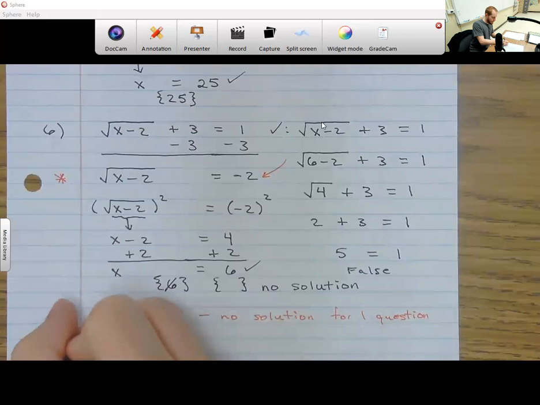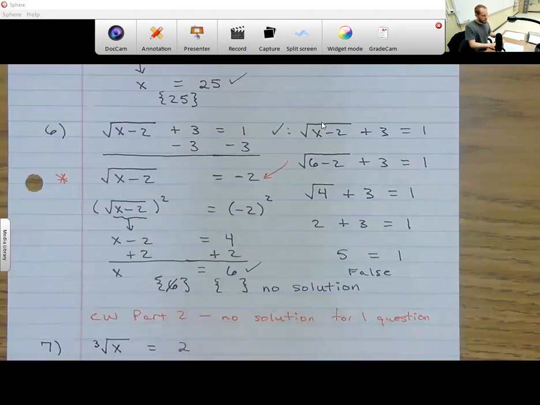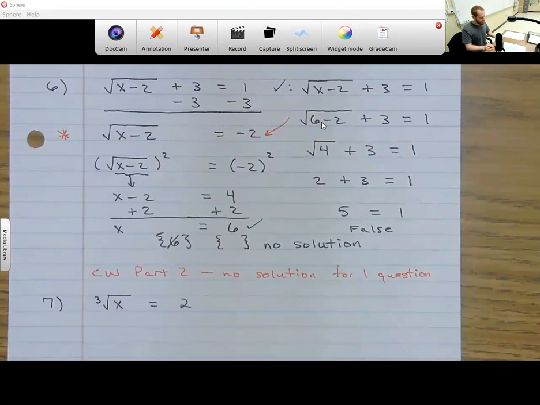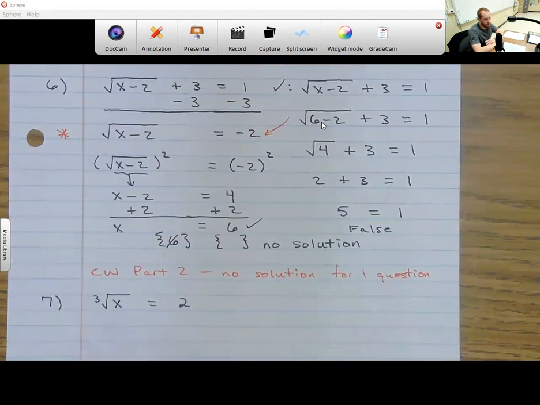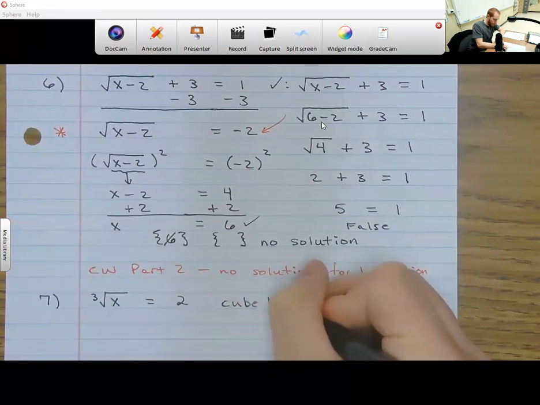Number 7. And this one is kind of interesting because now we're getting into cube roots. We're getting into cube roots now. And this will be the last one we do today. So this time I've got the cube root of x is equal to 2. I'm not doing square roots anymore. Now, when I do cube roots, what I want to do to get x by itself and get rid of this radical, I've got to cube both sides. I need to cube both sides.